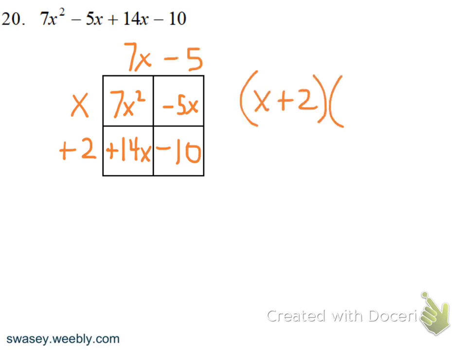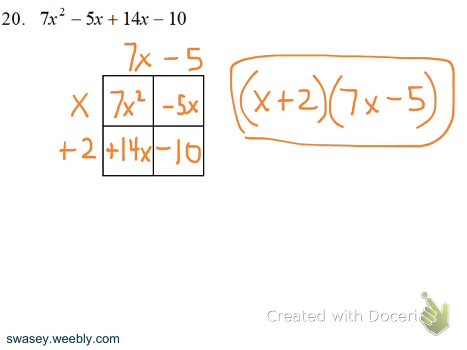List out your factors. X plus 2, 7x minus 5. You can check by distributing twice and then combining like terms.